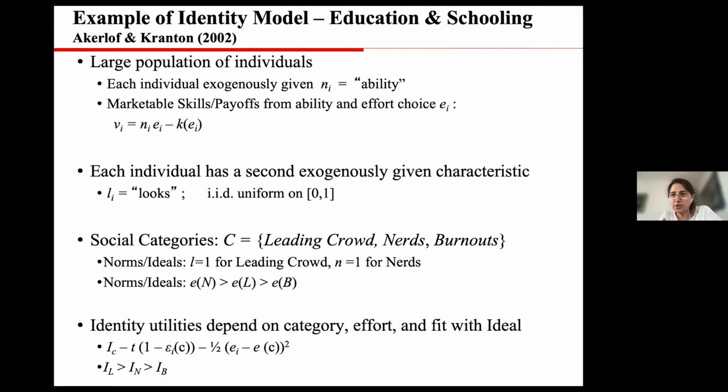Is everybody clear on this? I can't see you, so I'll presume that if nobody asks me a question, I'll keep going. Can I ask one question about these social categories? Are they mutually exclusive? Can somebody be both a burnout and also in the leading crowd, so L equal to 1 and N equal to 1? That's a great question. In this model, you can only be one of them.